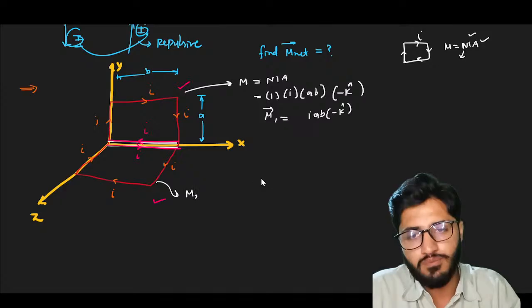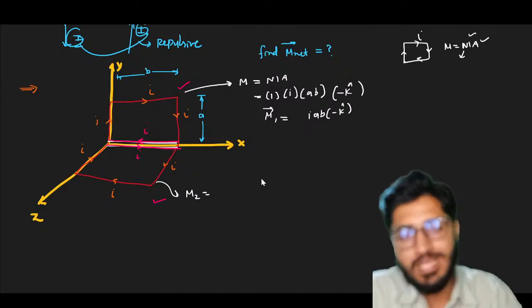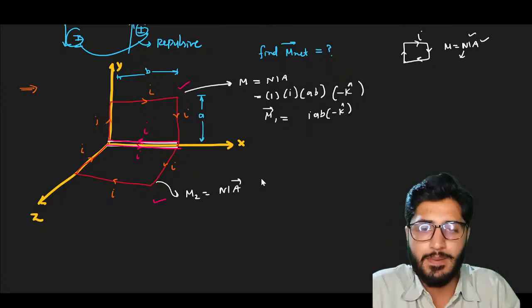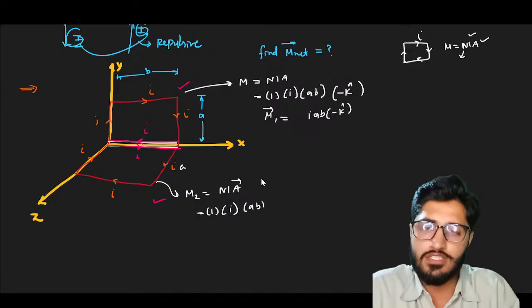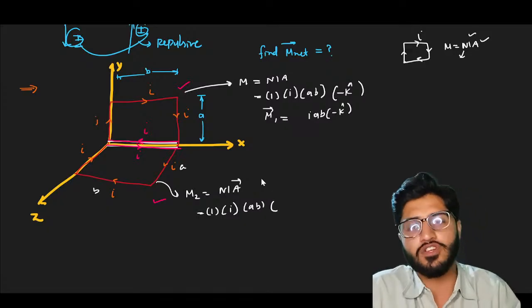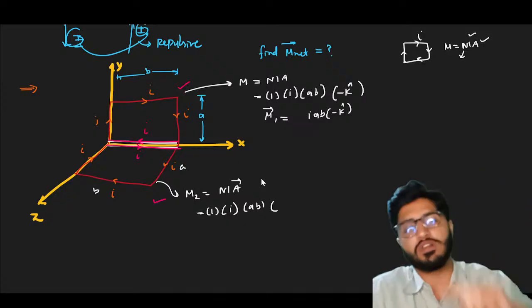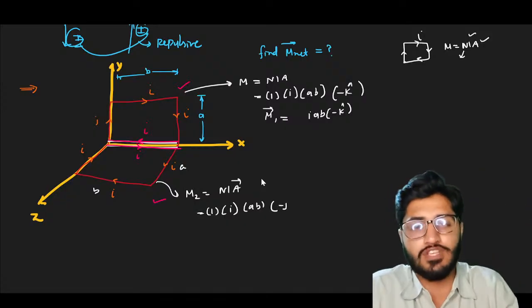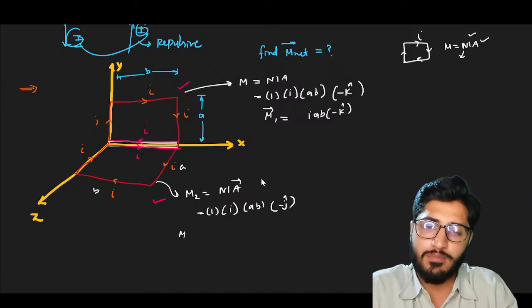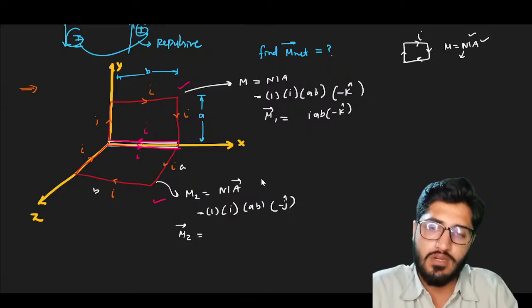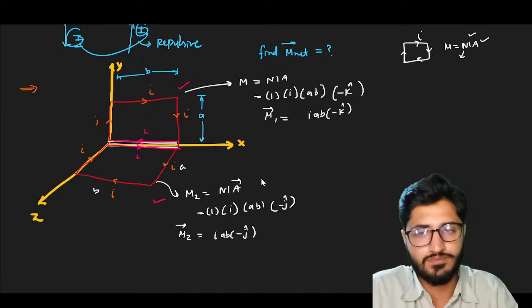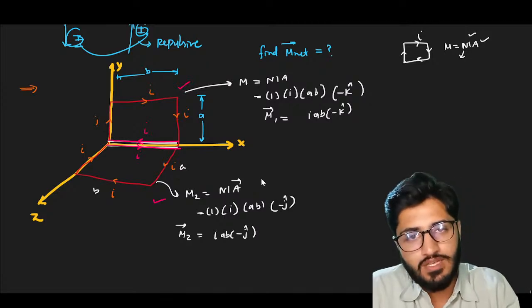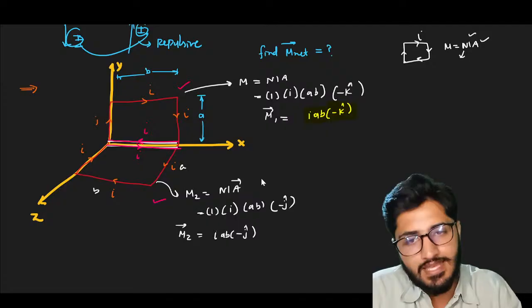Now let us talk about this one. We are having M2. It is NIA. N is 1, I is I. What is the area? Area is simply AB. This is A, this is B. But where is the direction of it? It is coming downwards. Downwards is minus J cap. So my M2 came out to be IAB minus J cap. You can see, sir, it is minus K cap and minus J cap.